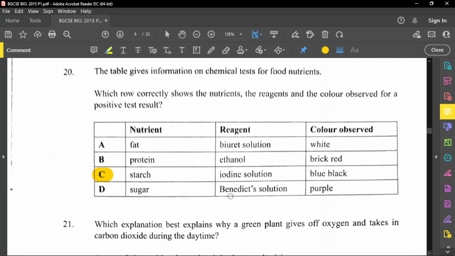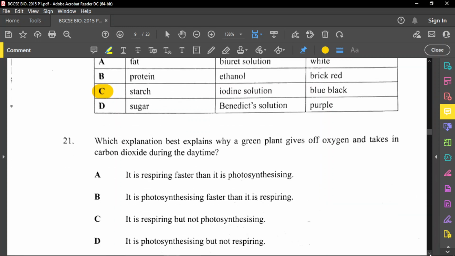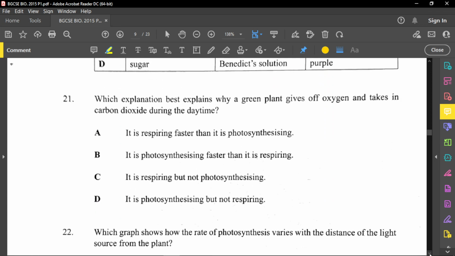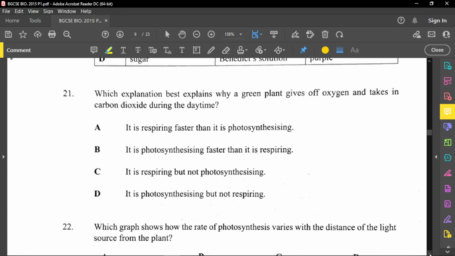Benedict's is used to test for sugar, but the color you should get here is brick red, orange, all right? You may also get red or yellow, which could also be a correct color. And if it's a very low percentage of sugar, then you get green. But you look for orange, yellow, or red. Now for question number 21, it says which explanation best explains why a green plant gives off oxygen and takes in carbon dioxide during the daytime.